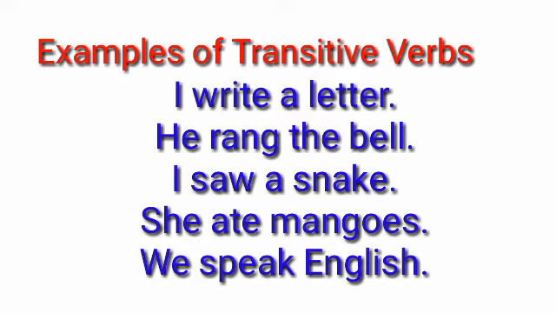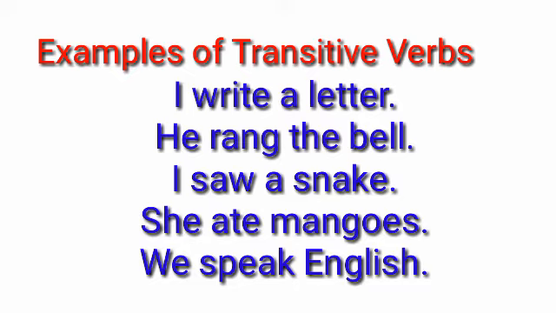Similarly, he rang the bell. So in this sentence the bell is the object, so that's why rang is a transitive verb. I saw a snake. So here you see that snake is the object for the verb saw, so that is why saw is a transitive verb. She ate mangoes.